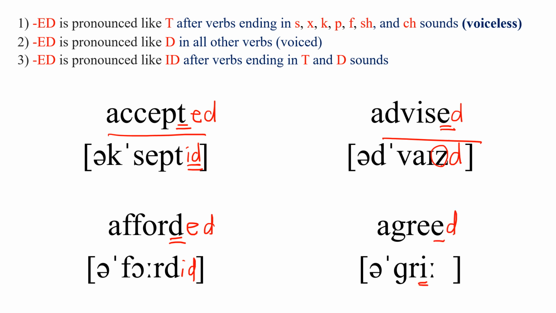And then it's a vowel. A vowel is always voiced. So you put D on E. Agreed. Accept, accepted. Advise, advised. Afford, afforded. Agree, agreed.